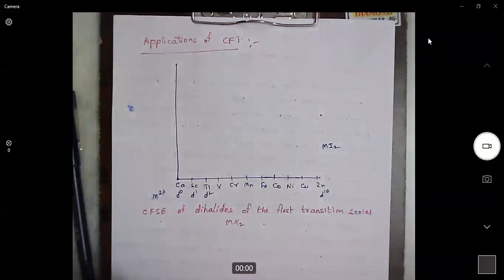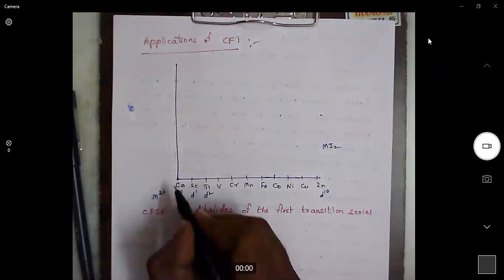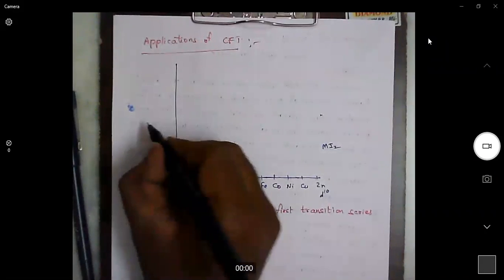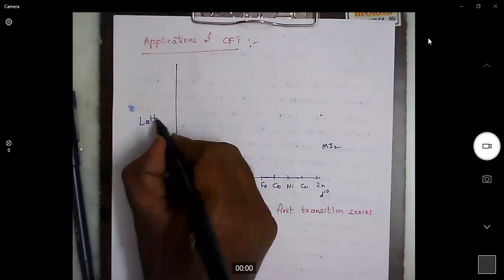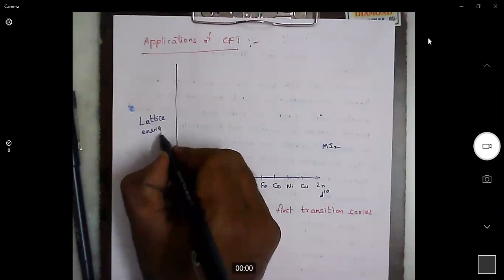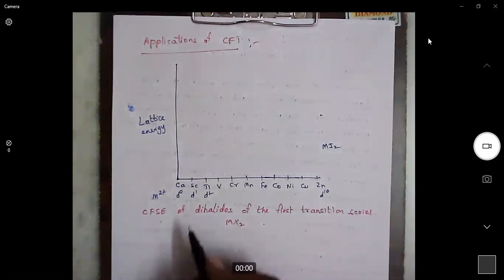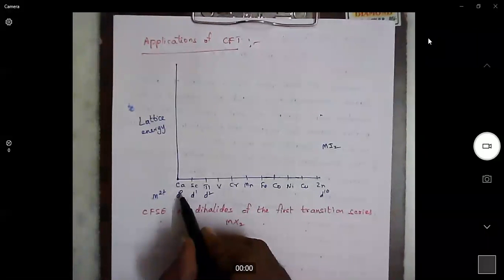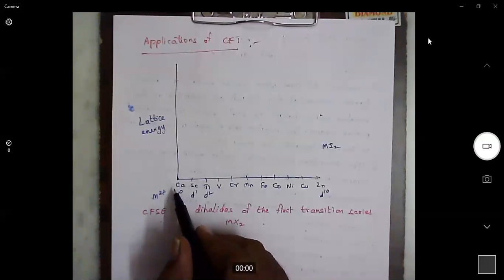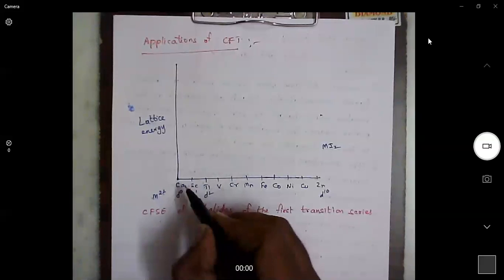Now we will look for MI2 complex. As we know, here we will take lattice energy, or we can say CFSE. Because there are no electrons in the d orbitals for calcium iodide molecule, we observe generally very low energy.